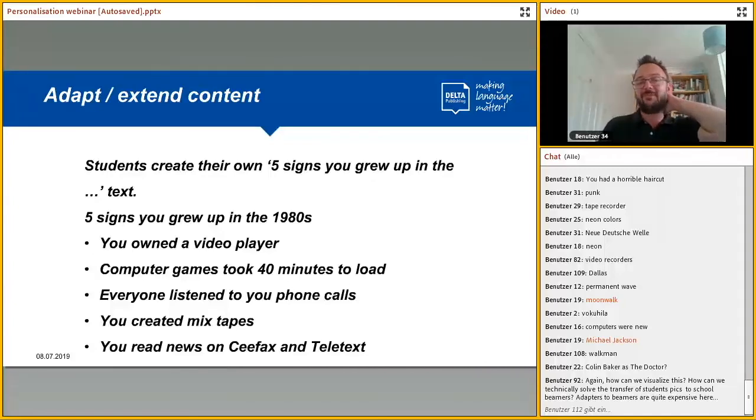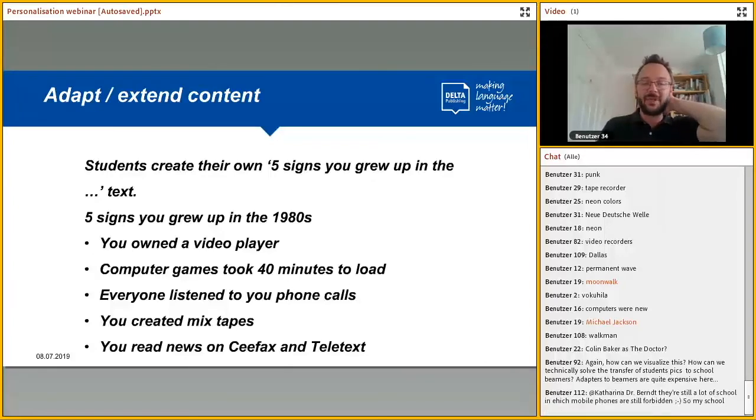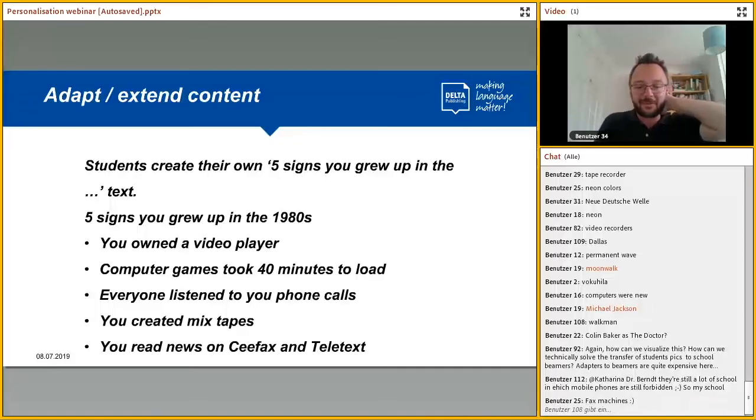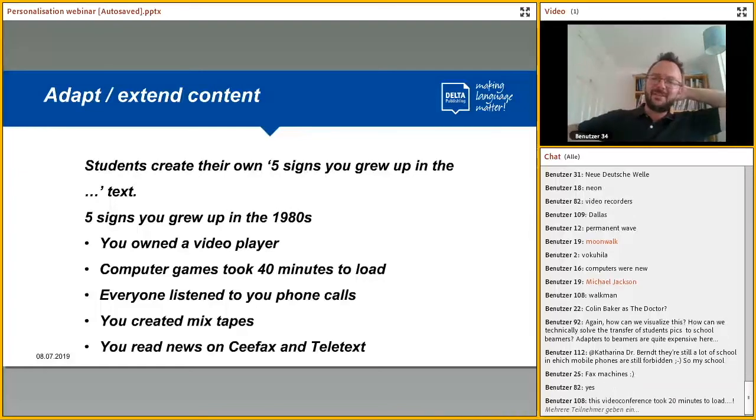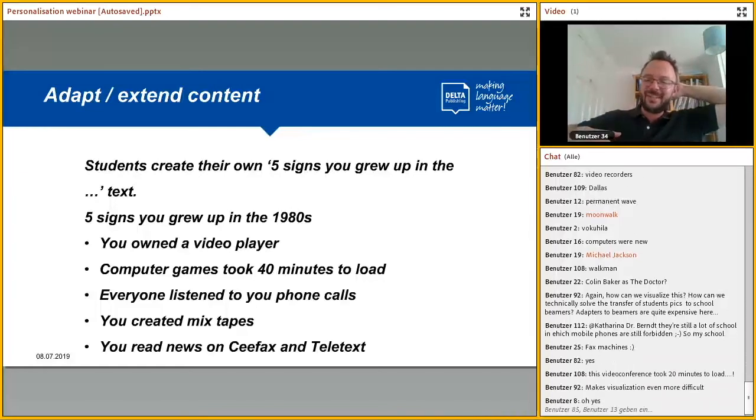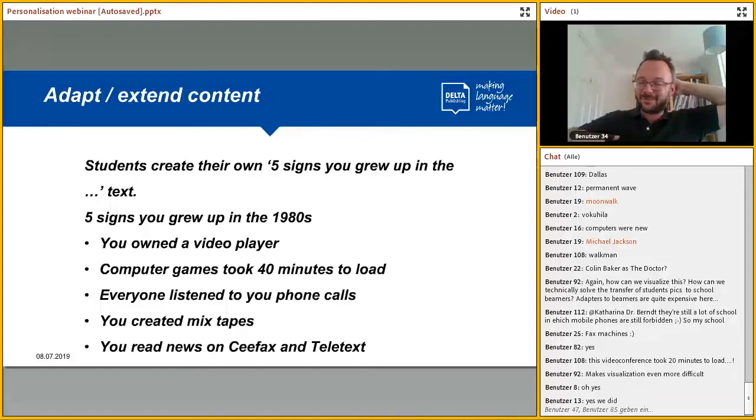These are the ones I thought of. Had a video player, computer game took 40 minutes to load. Everyone listened to your phone calls. You just had a landline in the living room, so you couldn't have a private phone call. You created mixtapes, and you read news on CFAX and teletext. These, I think, were like British things, where you brought up news in text form on the TV. Did you have things like that in your own countries? I guess so. I think CFAX and teletext we had here. Yeah, video conference took 20 minutes to load.